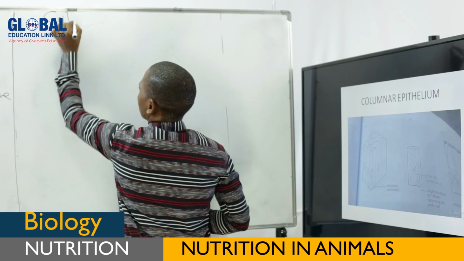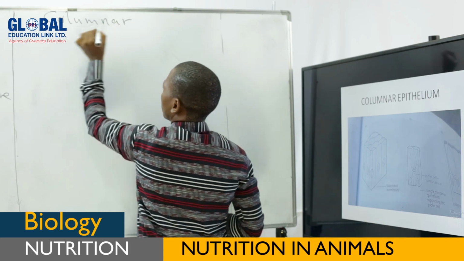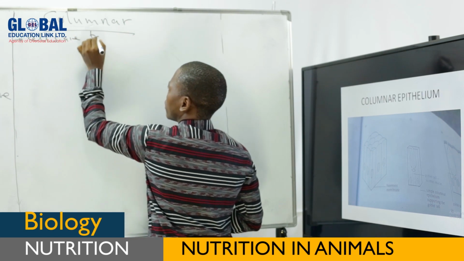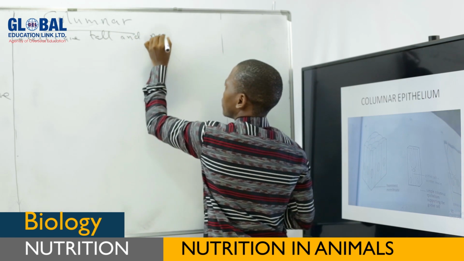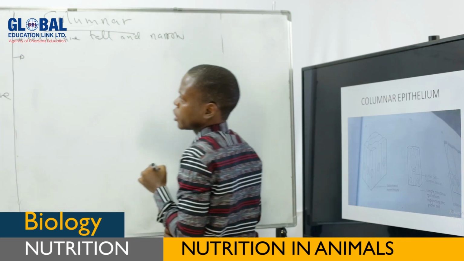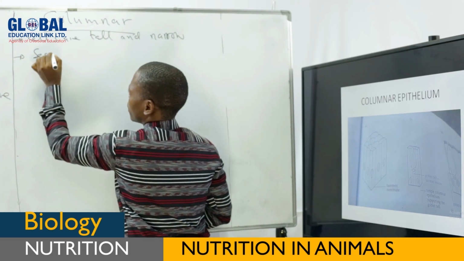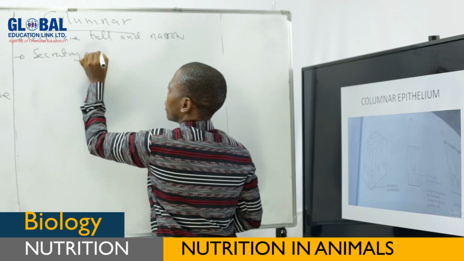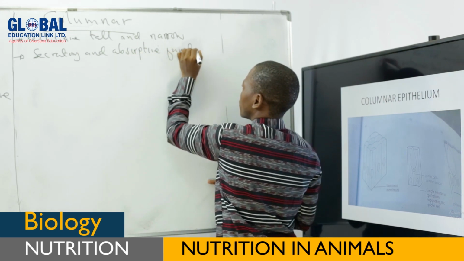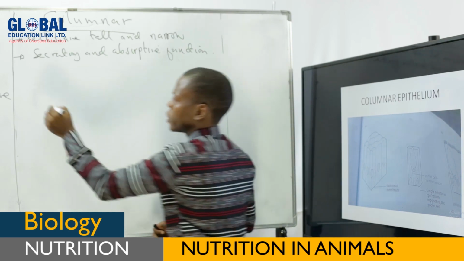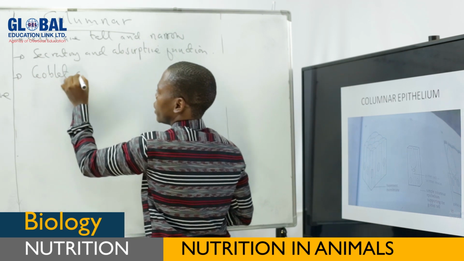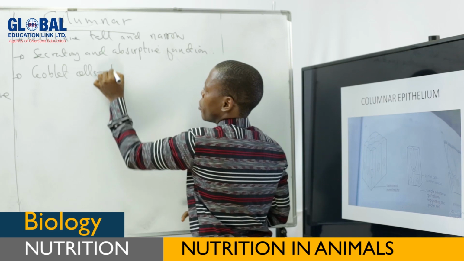As I said, this is columnar epithelial cells. Their cells are tall and narrow. You see, they have the so-called secretory and absorptive function. This columnar epithelium consists of goblet cells, which secrete mucus.